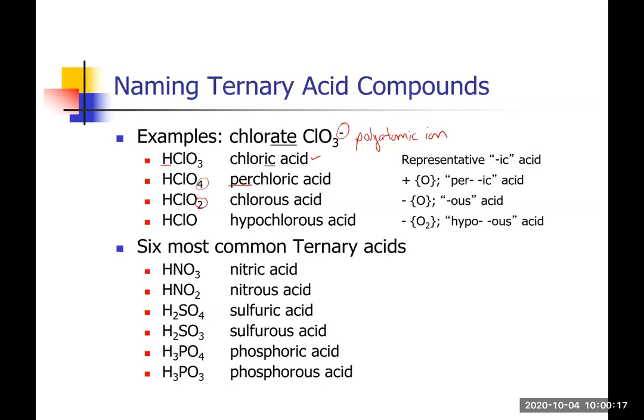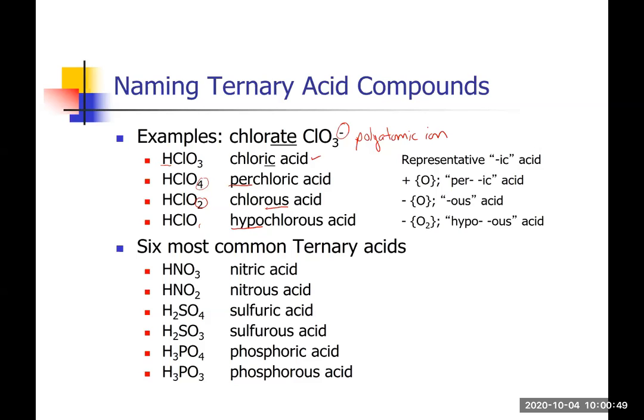Now I'm going to use the OUS suffix. So I have chlorous acid for HClO2. Suppose I subtract 2 oxygens from my representative, which has 3 oxygens. So I now only have 1. We don't write the 1 here because it's assumed. We know that there's a 1 there. So now with HClO, I add the prefix hypo, and I have hypochlorous acid.